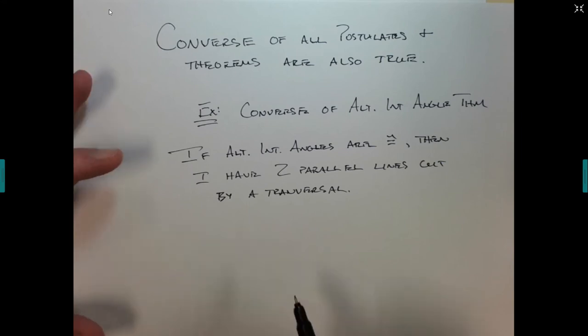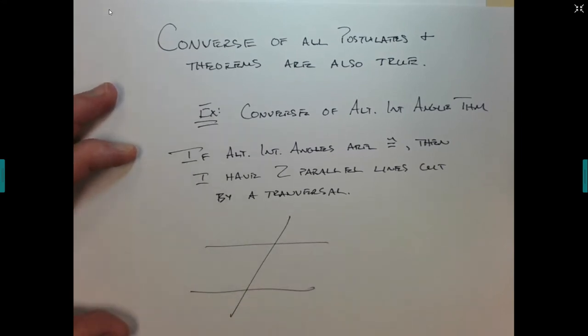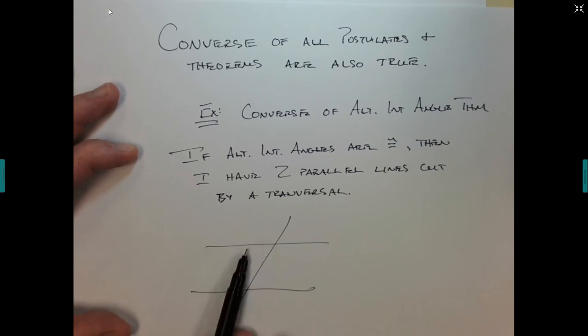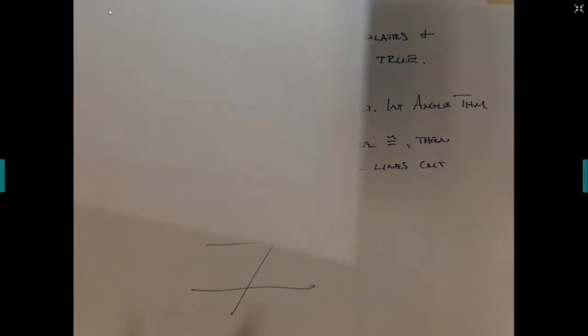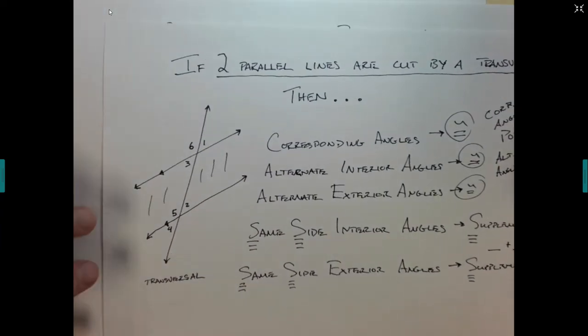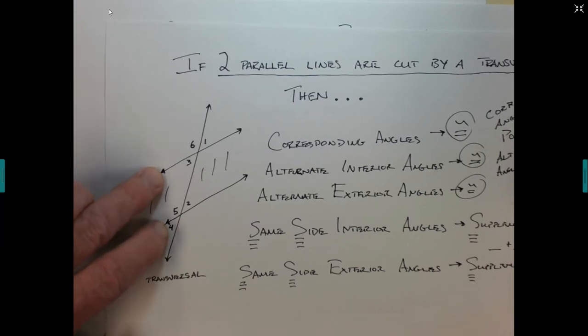Here's a picture of what I'm talking about. If we're looking at this situation, do we know that these lines are parallel right now? You should say no, because I don't have the arrows on those lines like I did last time. Everybody see these two arrows? That's a symbol that tells me my lines are parallel.